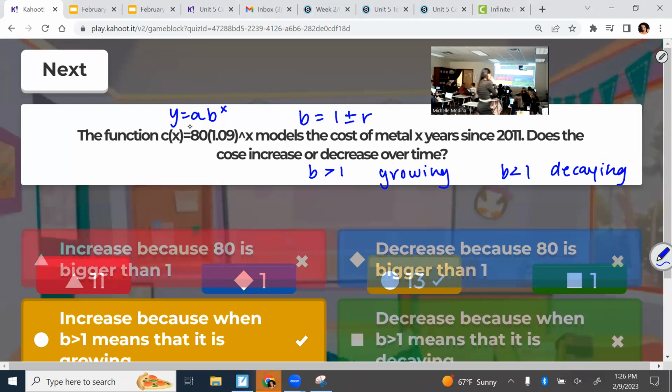So, questions on that? Some of you gave me some weird answers. Like one of the answers was, it increases because the cost of metal gets more expensive as the years go on. Okay, no, it has to be math related. There's evidence in the equation that can help you figure it out. Okay, next one, let's see who's in the lead.